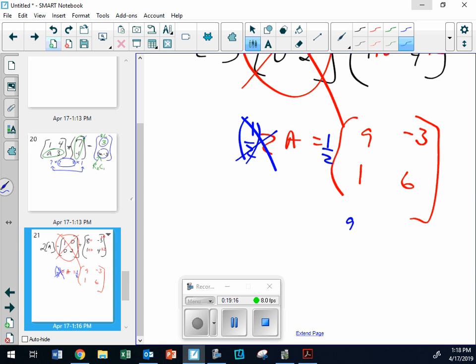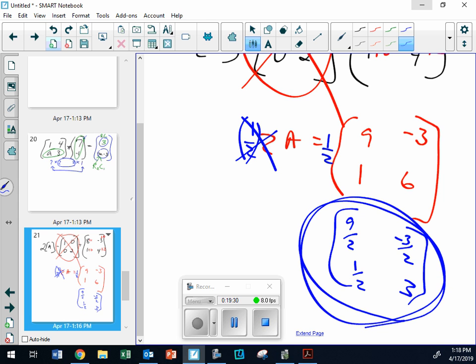9 over 2, negative 3 over 2, 1 over 2, and 6 over 2, but that can be reduced. What's 6 over 2 the same as? 3, you are correct. There's your final answer for that one. Any questions on that one?